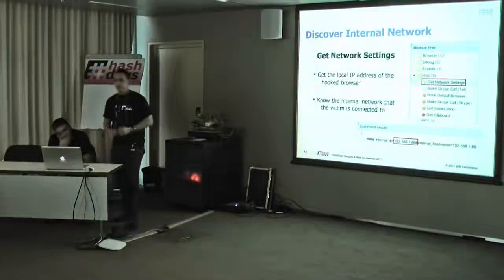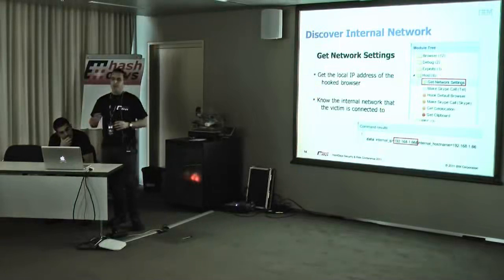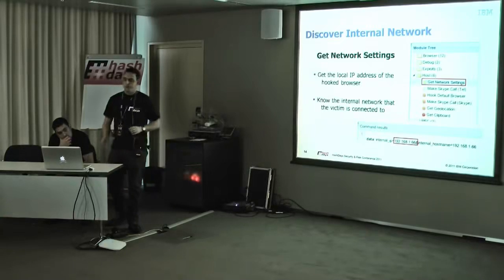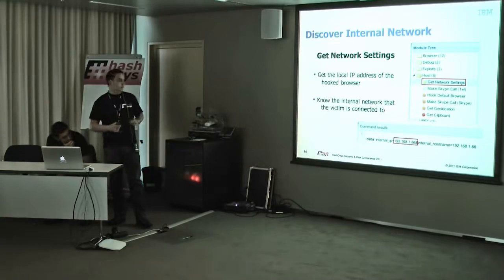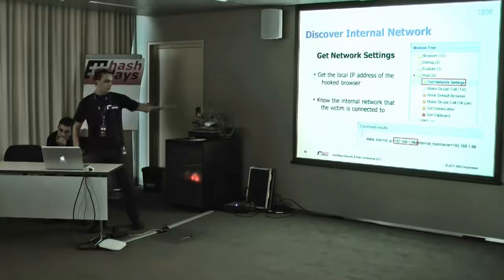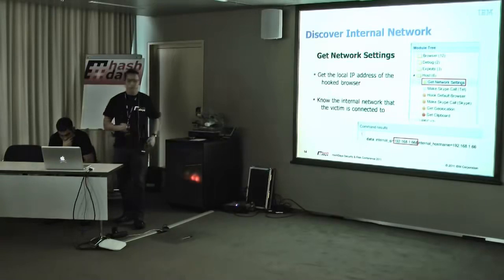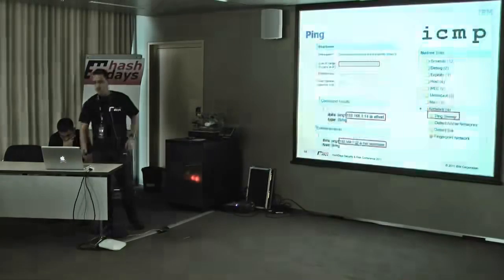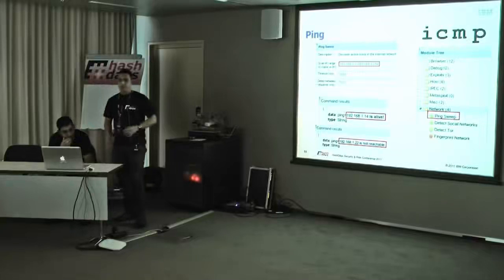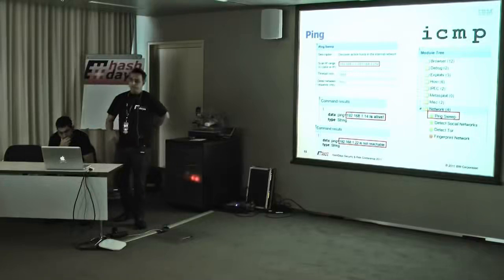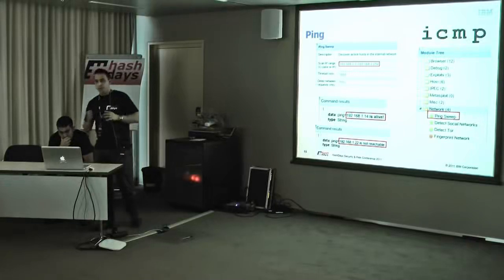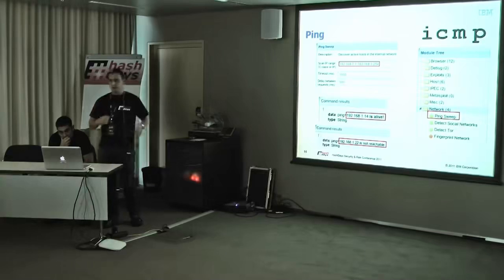First of all, there is a module called Discover Internal Network that we can use to get the internal IP address of a victim. If we run that module, it uses JavaScript to get the internal IP address, and at the bottom we can see an image where the module returns the internal IP address of that victim. Another module we developed is the ping module. This is like the ping command developed in JavaScript. We are going to see now how it works.